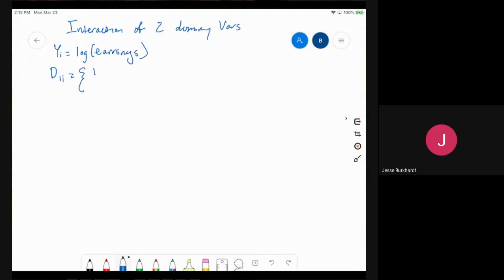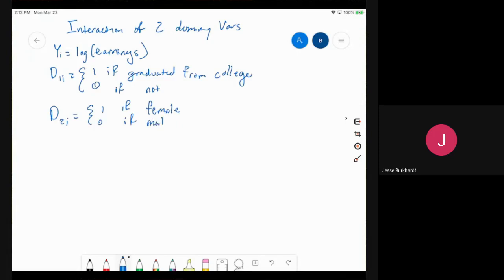d1i is equal to 1 if graduated from college, and 0 if not. D2i should be an i, sorry about that. D2i is 1 if female, and 0 if male.